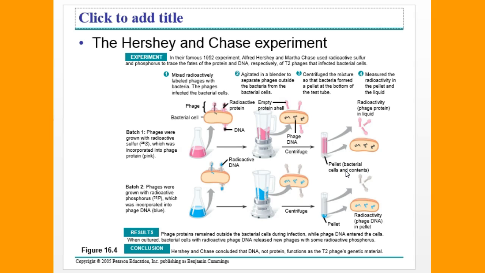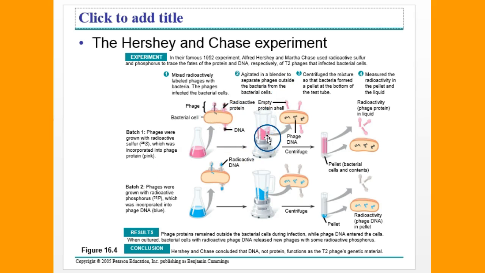Here is the Hershey and Chase experiment. This is a fairly famous experiment. It is discussed often in many different biological science courses. The process that they used, they worked through 2 batches. They mixed a radioactively labeled phage, radioactive sulfur is what they used. It had the radioactive sulfur incorporated into the phage protein. That's what this pink is showing here. The radioactivity was incorporated into the phage protein.